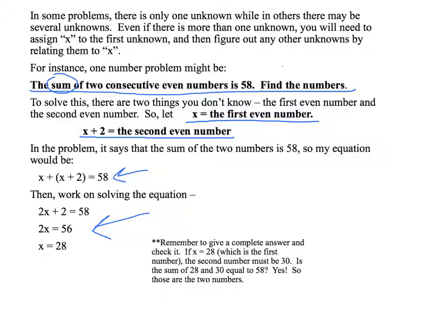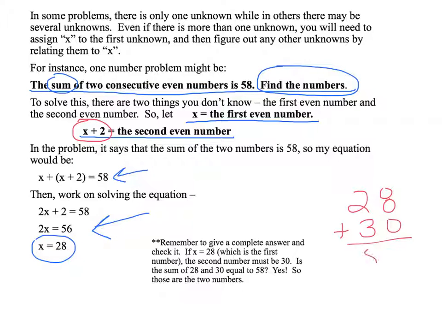Remember, in the problem it said to find the numbers. So I do need to give a complete answer and check it. If X is equal to 28, I can come back to the labeling part, this part right here, the X plus 2, being the second even number. If X is equal to the first number, 28, I just need to add 2 to that and I get 30 for the second number. And then I can always check. Certainly if I add together 28 plus 30, I do get 58. So I do have a correct answer.